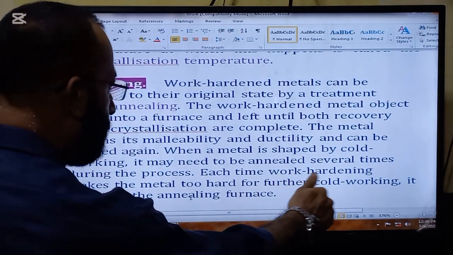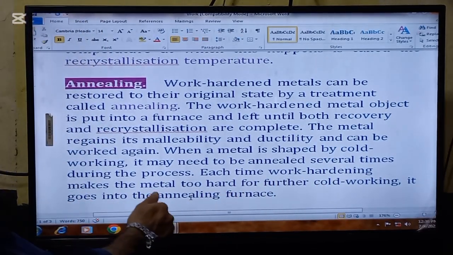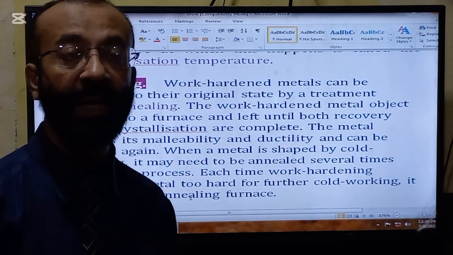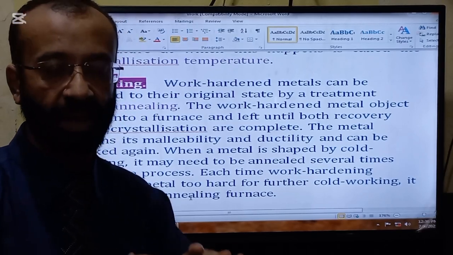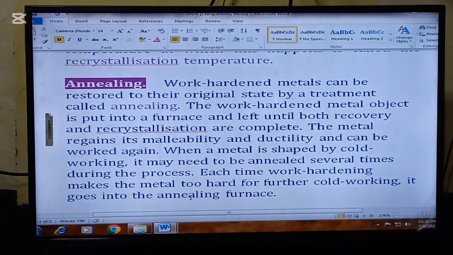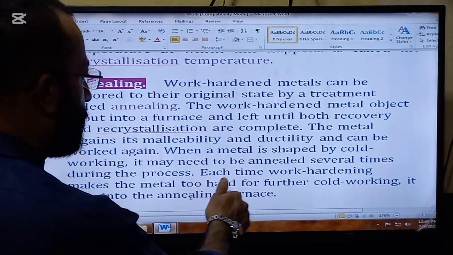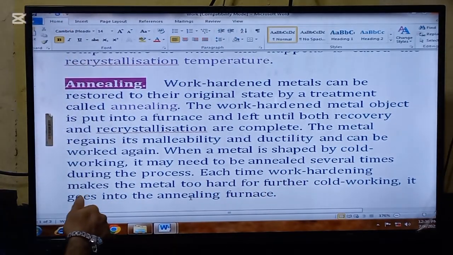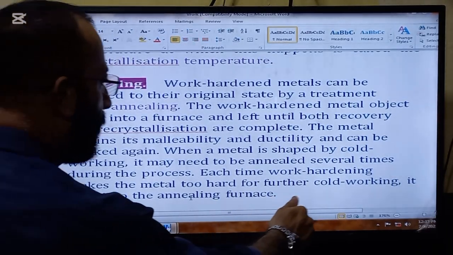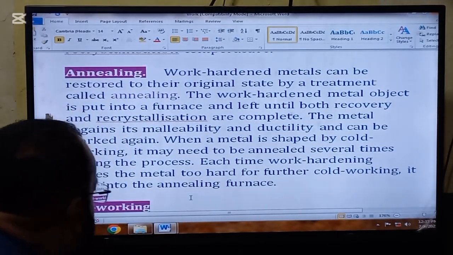When a metal is shaped by cold working, it may need to be annealed several times during the process because again and again a lot of dislocations will occur in different directions. Each time, work hardening makes the metal too hard for further cold working. It goes into the annealing furnace.